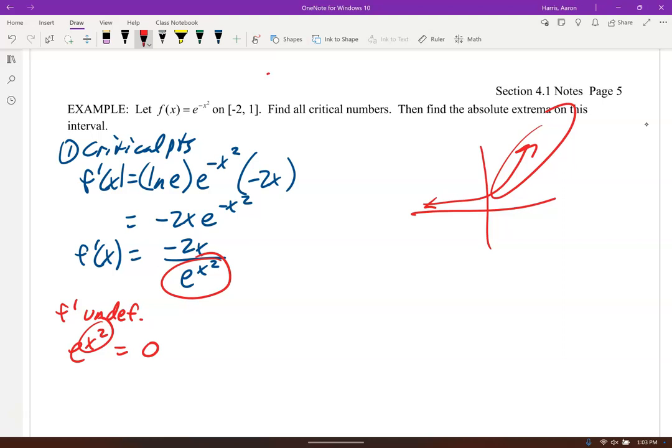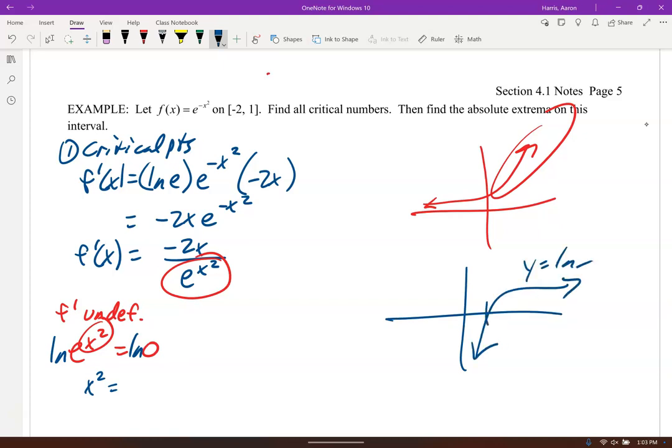Another way to think about this is if you're solving this algebraically, you would take the natural log of both sides. Ln of e to the x squared is x squared, so you're trying to solve for this x. Well, you punch in the natural log of 0. If you think about the natural log function, there is no natural log of 0. This is undefined. So there is no place where the derivative is undefined here, because e to the x squared will never be 0.